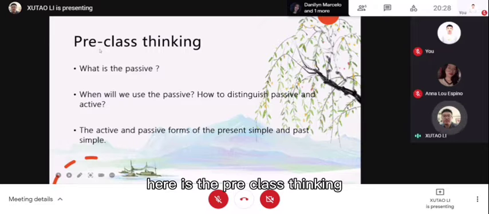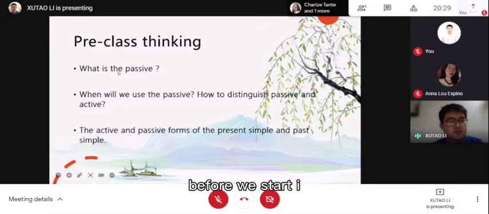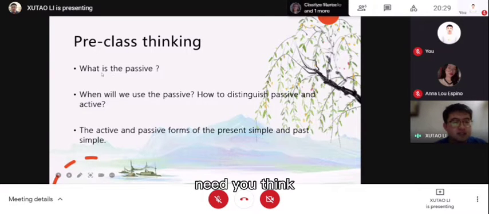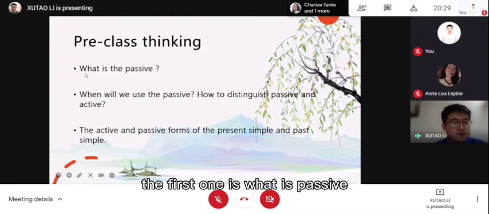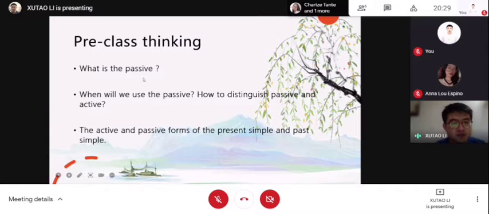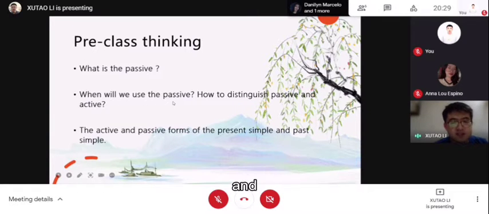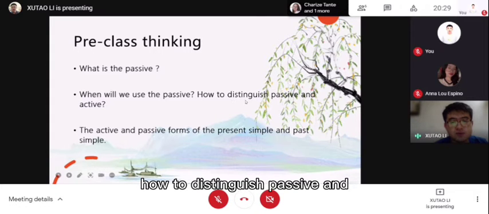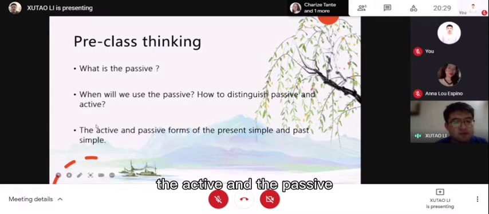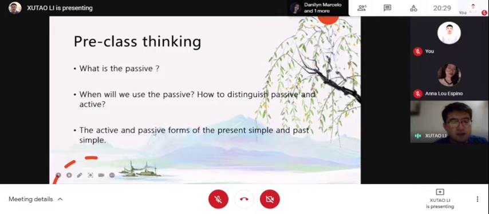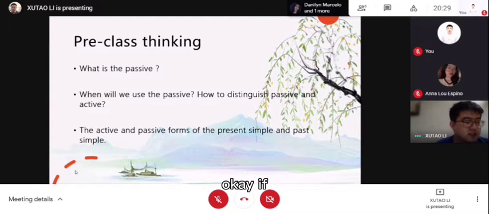Here is pre-class thinking. Before we start, I need you to think about three questions. The first one is what is passive? Second, when will we use passive? And how to distinguish passive and active? The active and passive forms of the present simple and past simple.